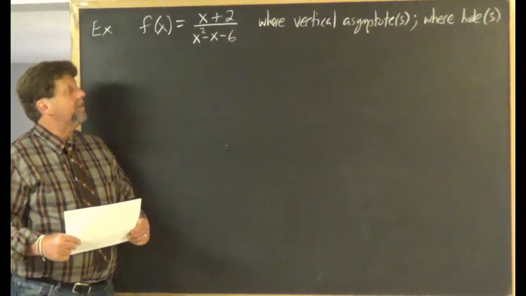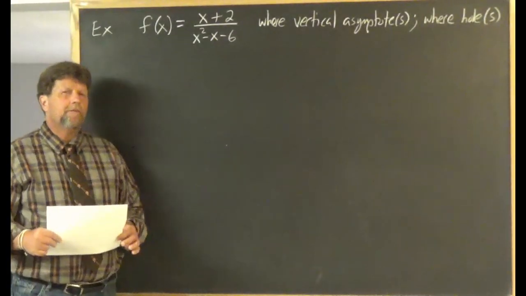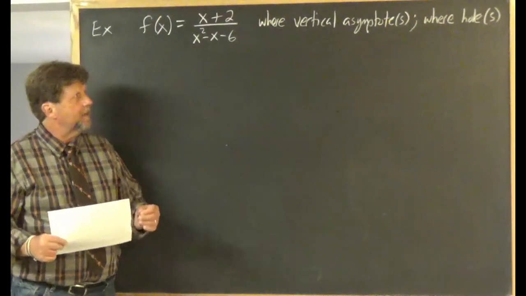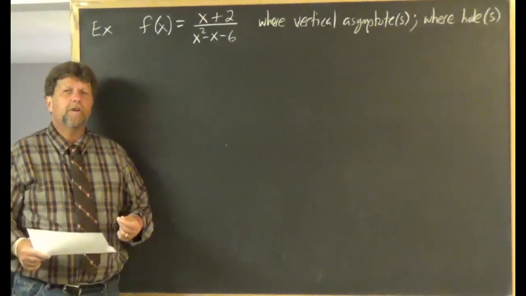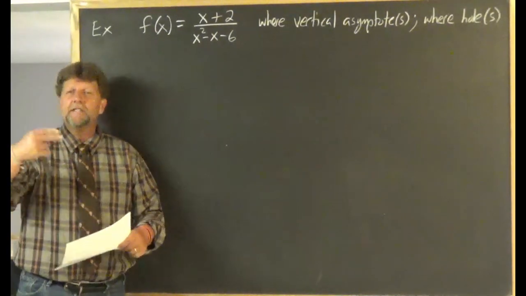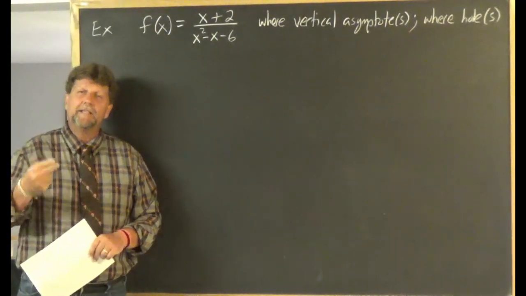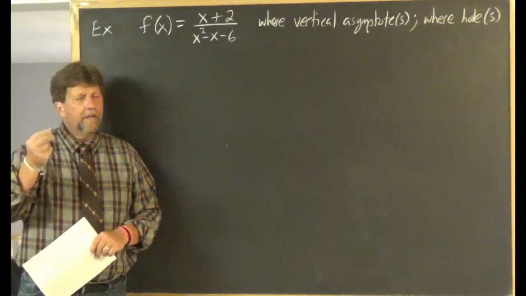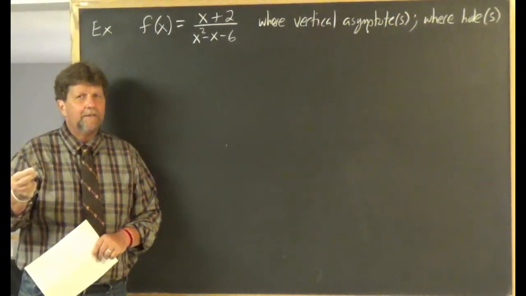Alright folks, I just gave you the function (x + 2) over (x squared minus x minus 6). I said, where does the graph have a vertical asymptote? Where does the graph have a hole? So remember, the key is determining the values of x that make the denominator equal 0, because that's producing a hole or a vertical asymptote.